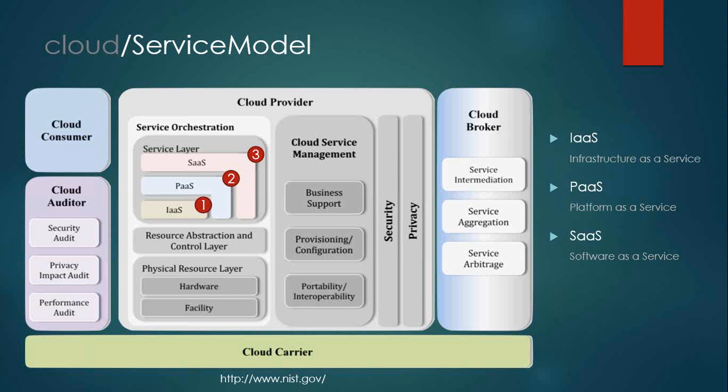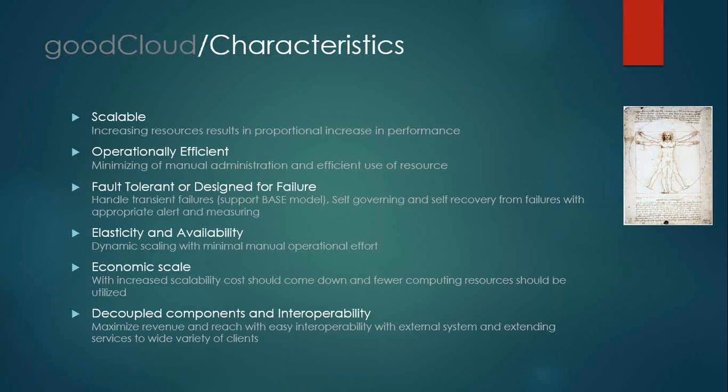Let's now take a look at some of the characteristics of a good cloud and their challenges so that we can address them. Here we are looking at the characteristics of a good cloud. A good cloud should be scalable. It simply means it should adhere to the architecture principle that increasing resources should result in a proportional increase in its performance.